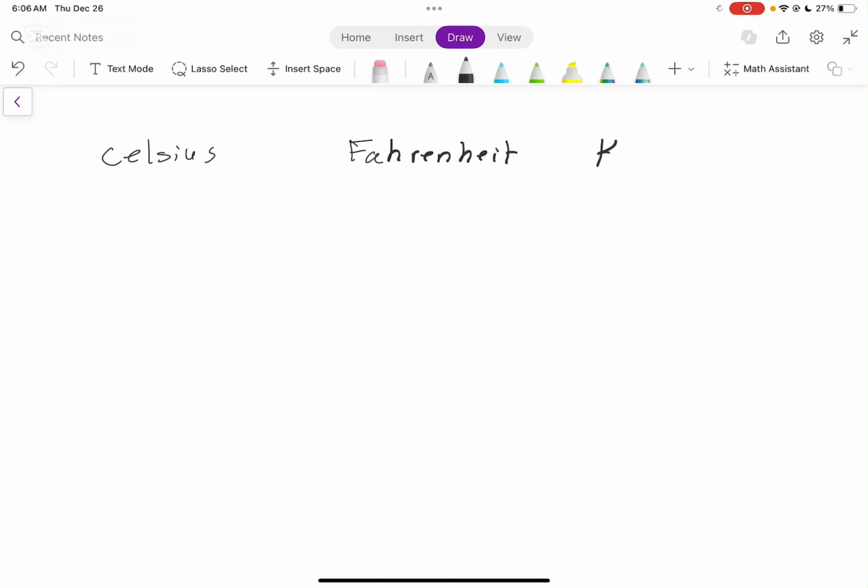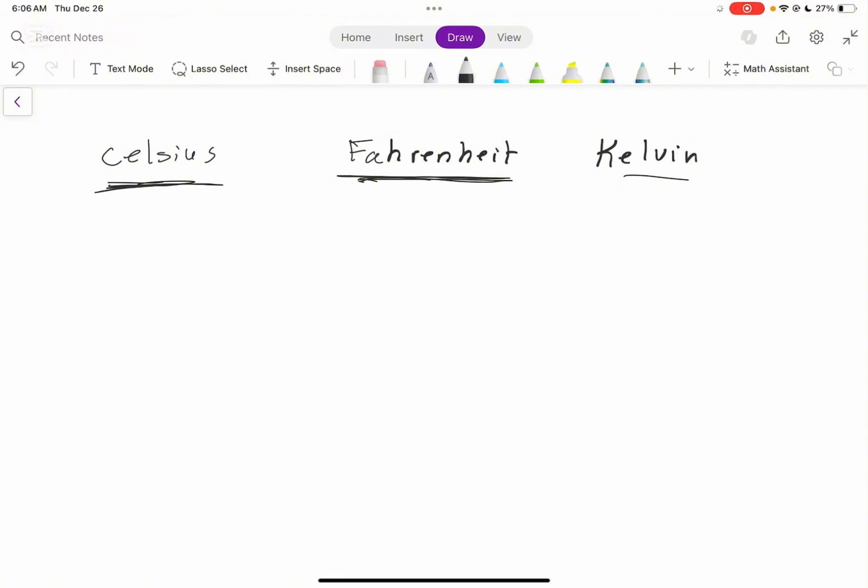And we have the Kelvin. Now, these are all different types of scales. Obviously, if you live in Canada, you've heard of the unit we use, which is Celsius. Anytime you talk about, oh, it's 10 Celsius outside, or 10 degrees, we're really referring to Celsius.